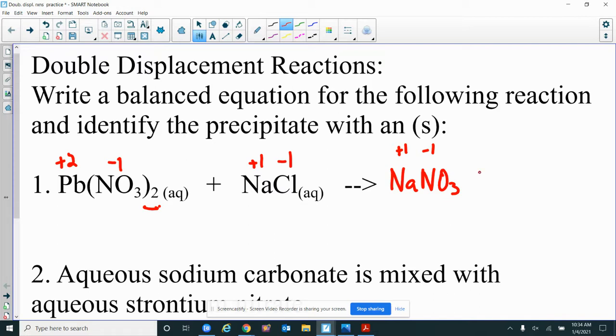Then my lead is going with my nitrate. Again, bring over 1 of each, and then my lead is going with my chloride. So just bring over 1 of each, and then balance charges. So lead was +2, chlorine's -1, so I need 2 of those. So switch partners, balance charges.